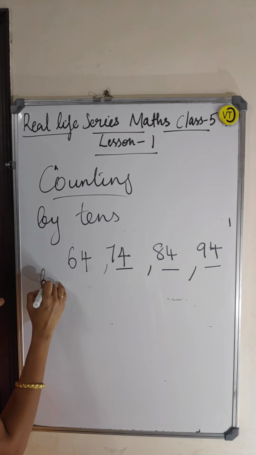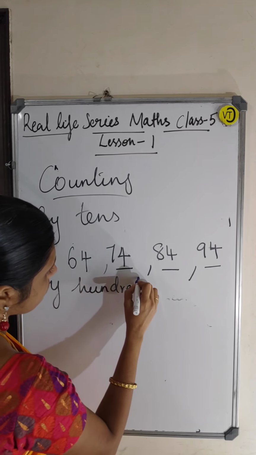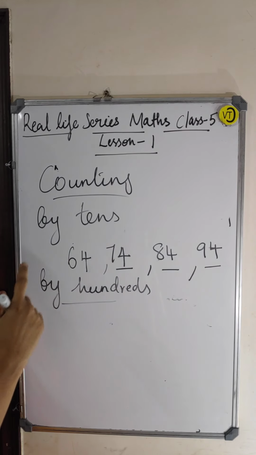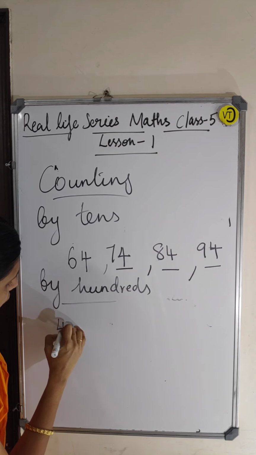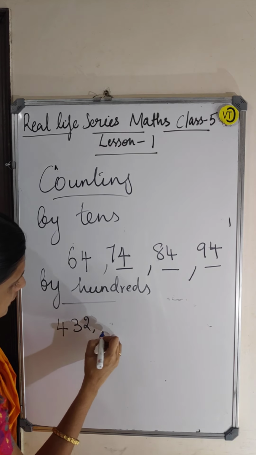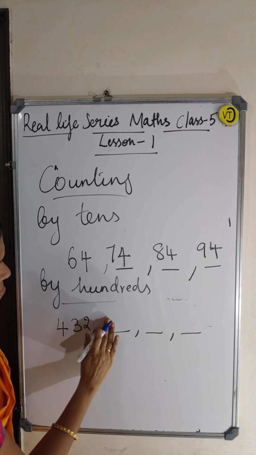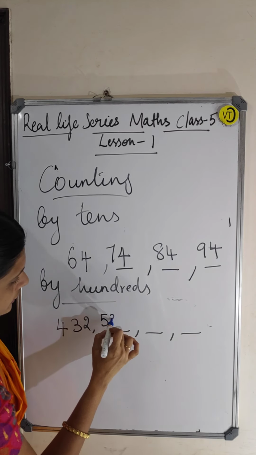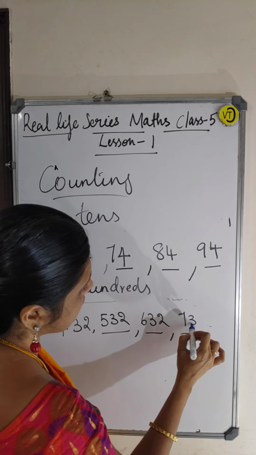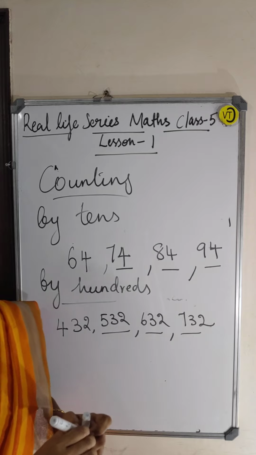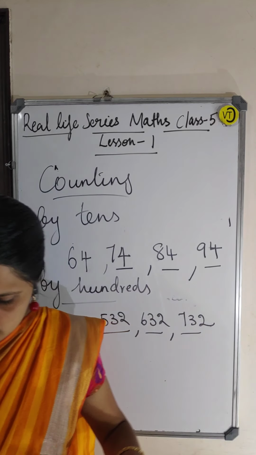Okay. Now counting by hundreds. How do you do this? Counting by hundreds means you have to add 100, 100, 100 this way. For instance, 432. Next three numbers you write. What will you do? 532, 632, 732. So this is the way you can do counting by hundreds. Okay.